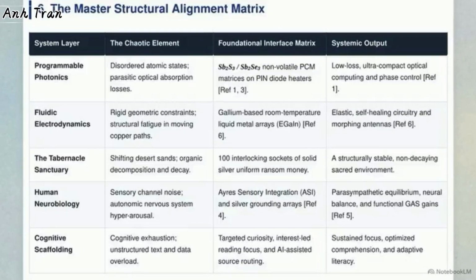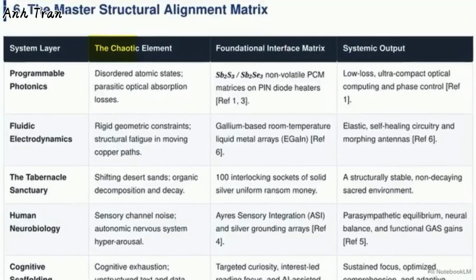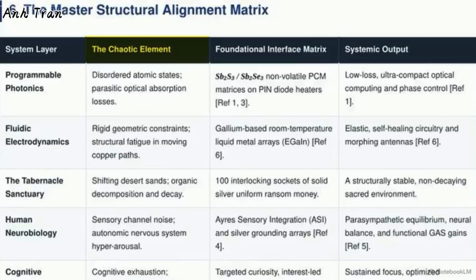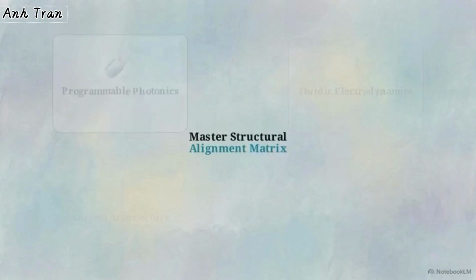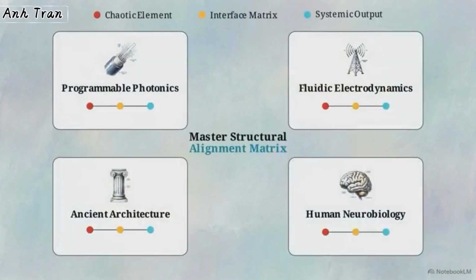Looking at this matrix, the pattern of that alignment becomes visible. The framework dictates that to manage the chaotic element on the left, a foundational interface must be deployed in the center. That interface absorbs environmental friction, generating a stable systemic output on the right. We can trace this exact progression across 4 distinct physical and biological domains.